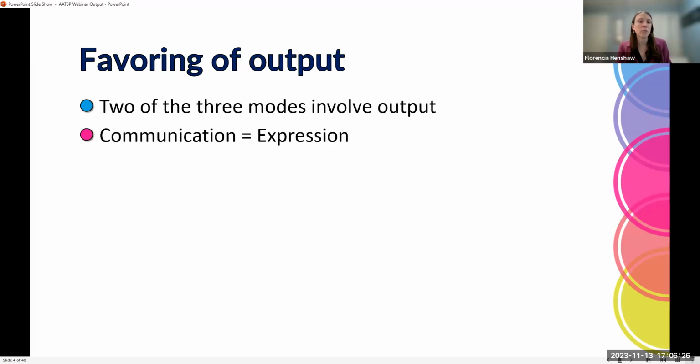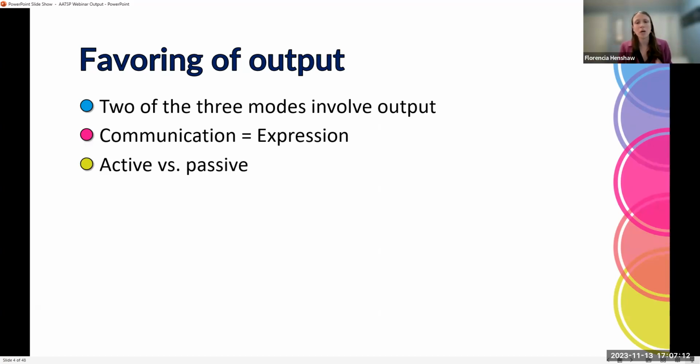Another reason why I think we favor output is because whenever somebody thinks of communication, they think of expression. If anybody outside of a language classroom has told you, you need to communicate, what do they mean by you need to communicate? It means you need to express your needs, express your feelings, express yourself. So this association between communication and expression has led us to think also that communicative language teaching is about students talking. And when you think about it, interpretation of meaning is also communication, right? So understanding comprehension is definitely communication. So we need to break away from always associating communication with expression of meaning.